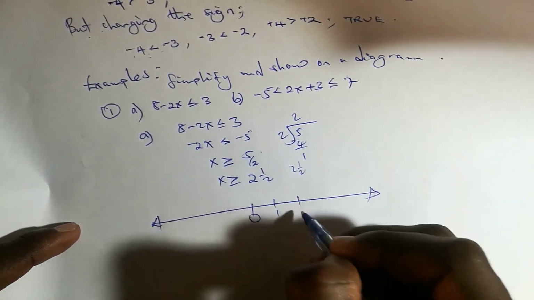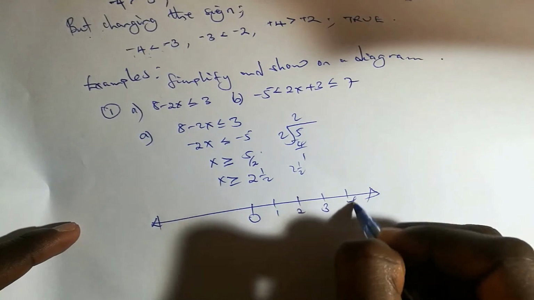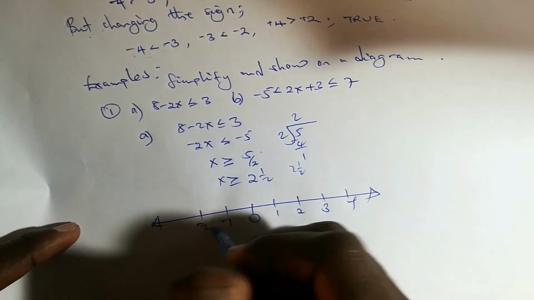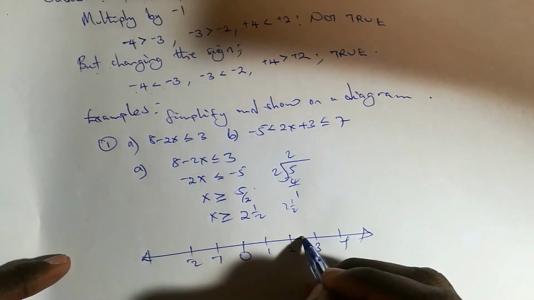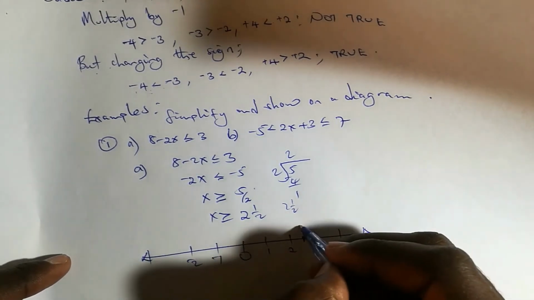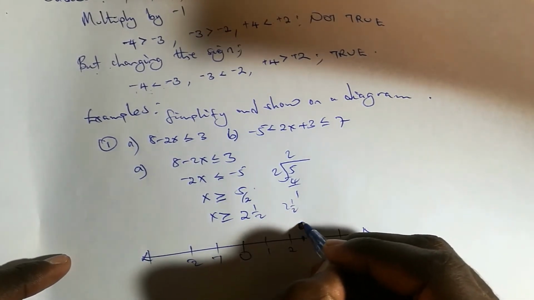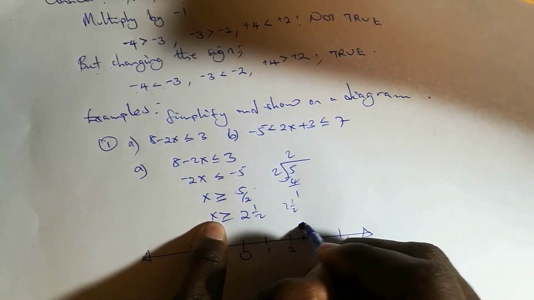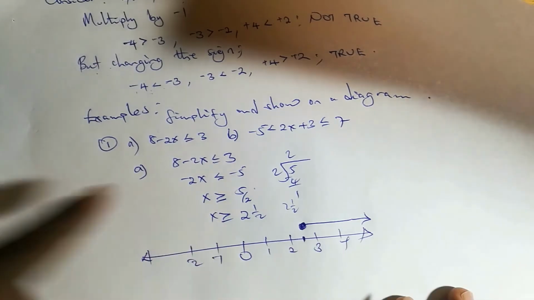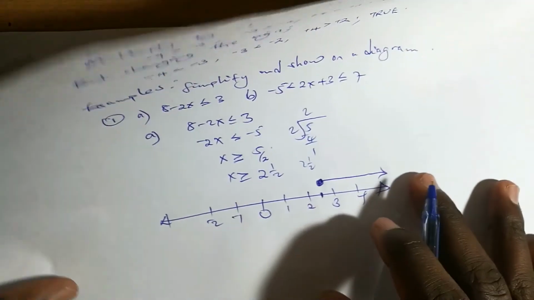We have 0, 1, 2, 3, 4, and -1, -2 on this side. We have 2.5, that's at this point, the middle point of 2 and 3. We have a closed circle because of this sign, greater or equal to, and greater means going towards the right. That's the solution for x.